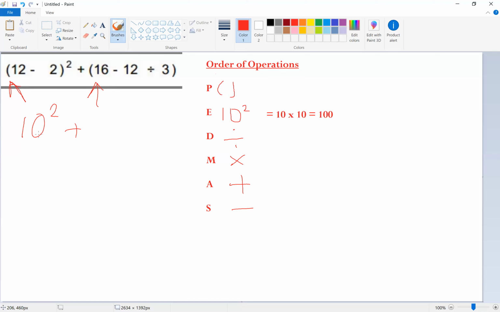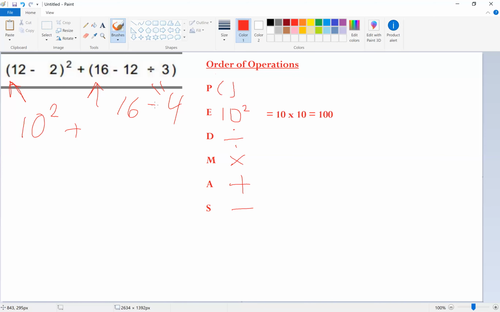the math. So we have 16 minus 12 divided by 3. Now in this parentheses, we have a minus and a division. We have to do that division first. So even within the parentheses, you still need to do division before you would do the subtraction. So 12 divided by 3, you have to do that first before you can subtract it from 16. 12 divided by 3 is 4. So now you can do 16 minus 4.